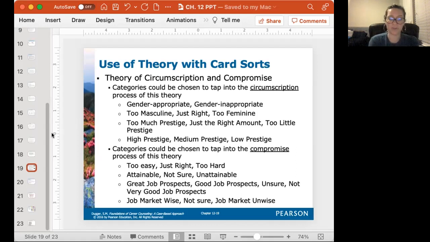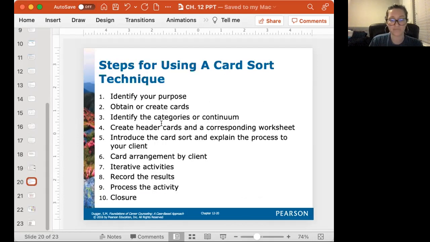So again, you can present a menu of options to a client and say, hey, do you want to do this card sort? And these are different types of categories we can organize the jobs in. Or maybe you want to start with one category. So I'm going to start with whether it's masculine or feminine. And then I'm going to work myself down into, is it too easy? Is it too hard? Is it attainable? What's the job market like? Is it a good job perspective? Is it flexible? Does it have the income I'm looking for? All these kinds of things can help you narrow it and whittle it down.